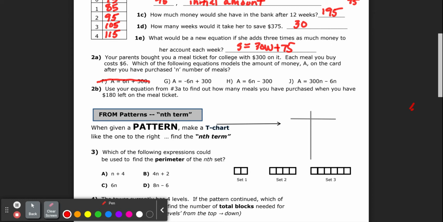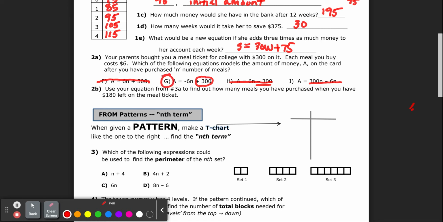So this one shows subtracting 300. That's your starting amount. And this one shows $300 per number of meals minus $6. So that one really doesn't even make sense. So it is going to be letter G because you do start with 300. That's positive 300. And then the negative 6 N. That's like minus $6 for each number of meals. So it is going to be letter G.